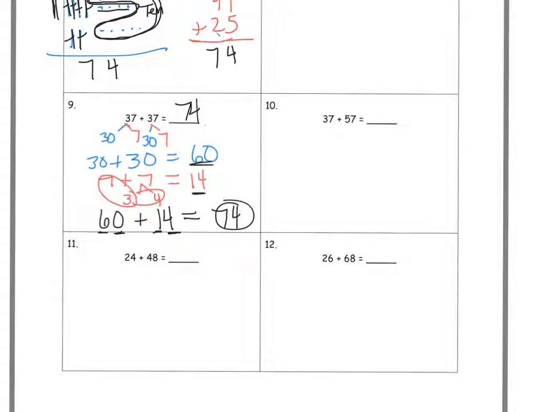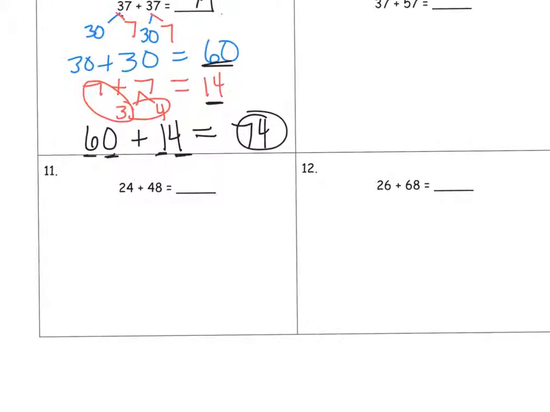And now for my last one, I'll do another number bond to show how I'm making 10 first. So this is 48. I need 2 more. And if I take 2 from the 24, I know that there's 22, because 22 and 2 make my 24. So that's my number bond.